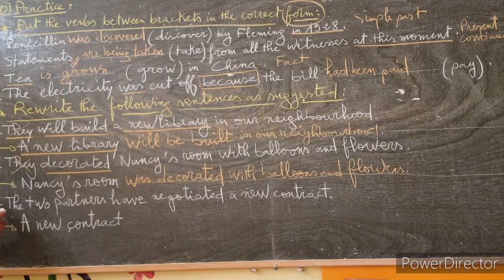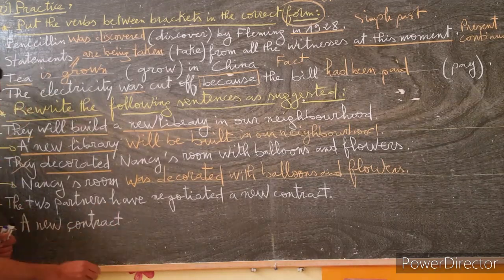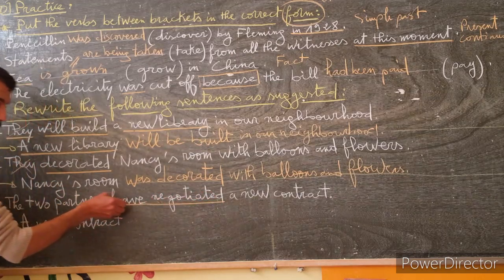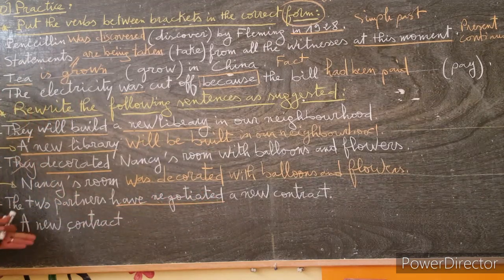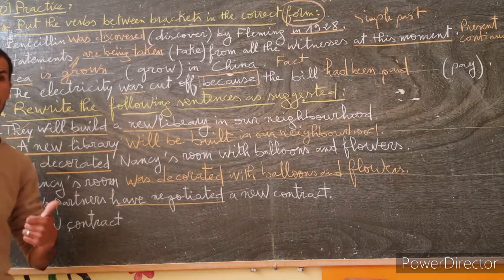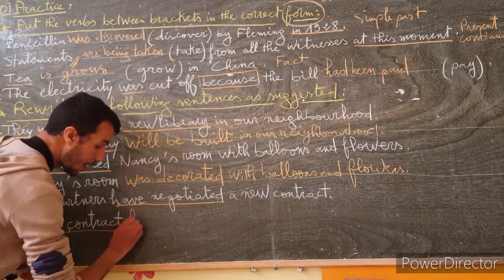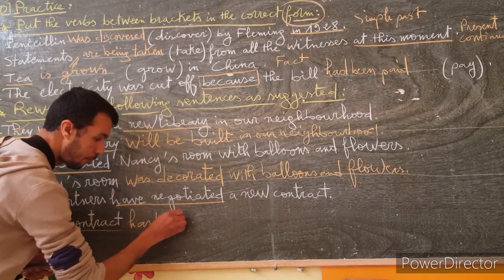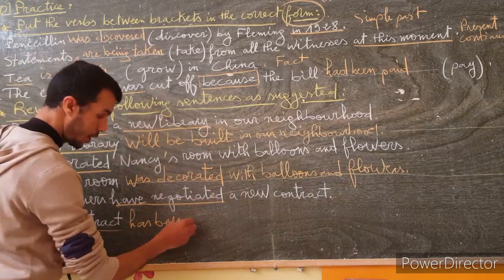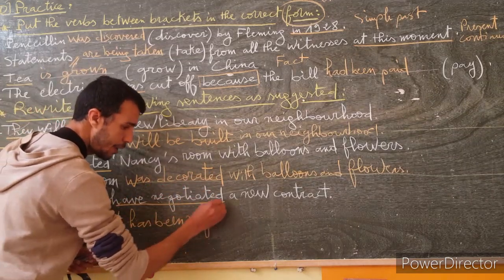Finally, we have the third example. The two partners have negotiated a new contract. So the verb here is have negotiated, which is present perfect. So the verb in the present perfect passive is has been or have been. Let's see what we have as a subject right at the very beginning of the sentence. A new contract is singular. So we're going to write has been. And the verb, of course, in the past participle, negotiated.